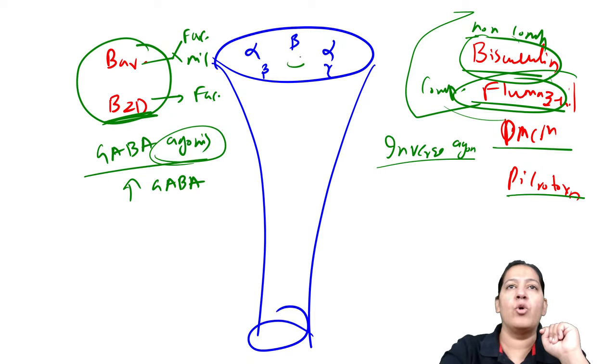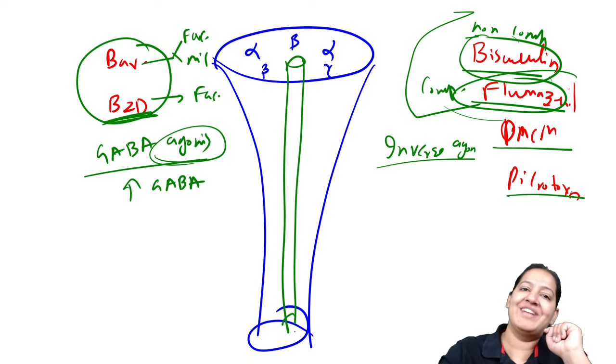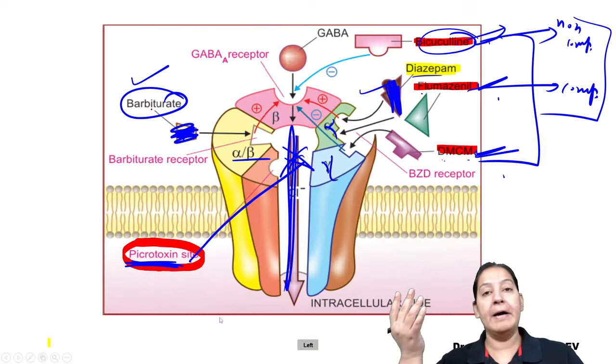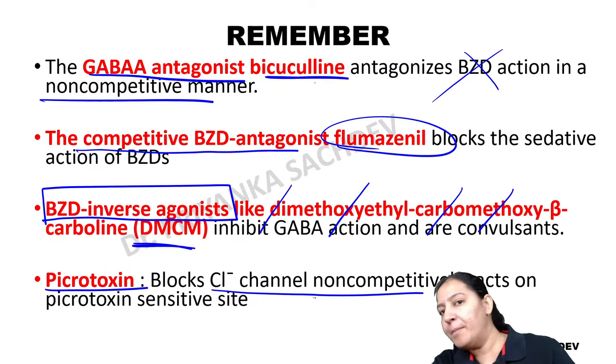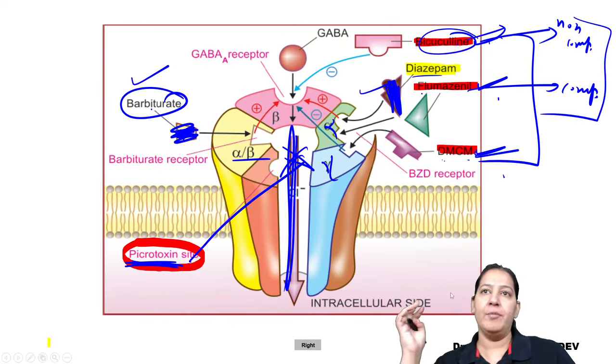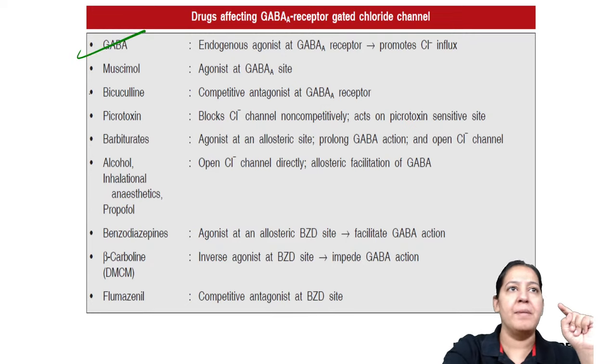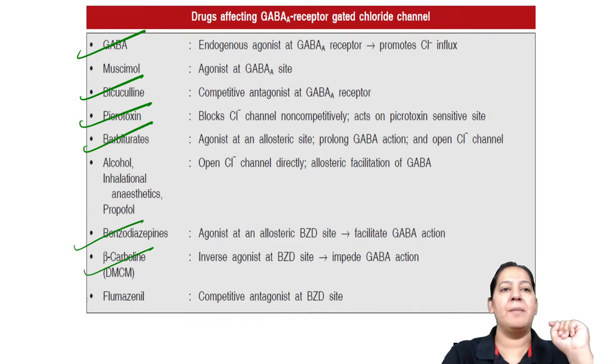In the center, there is a chloride channel. Ultimately, the whole fight is about the chloride channel. So picrotoxin directly inhibits the chloride channel. It is a non-competitive inhibitor of the chloride channel. So I am done. The main drugs are in front of you: GABA, bicuculline, picrotoxin, barbiturates, benzodiazepine, DMCM, flumazenil.